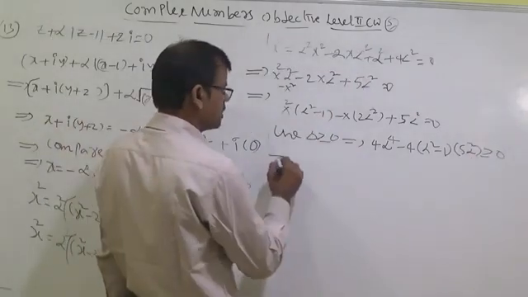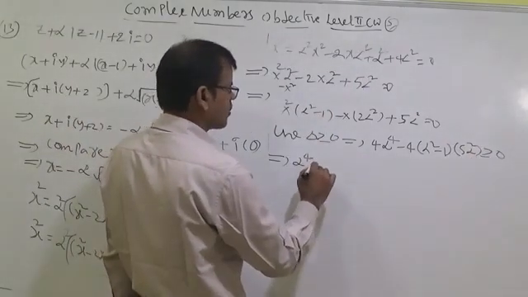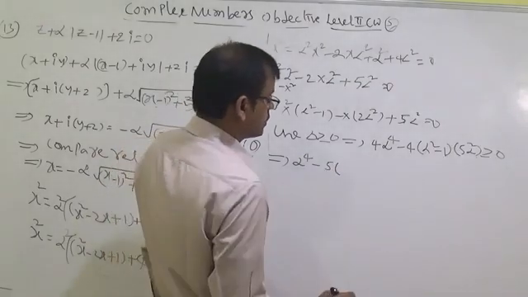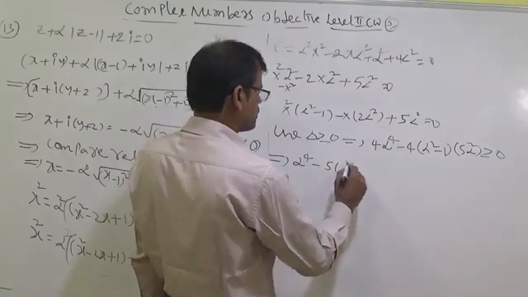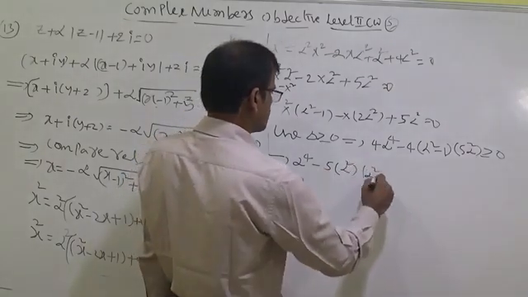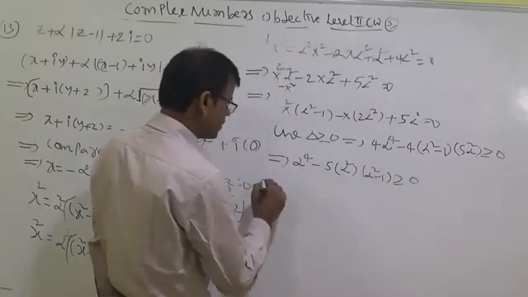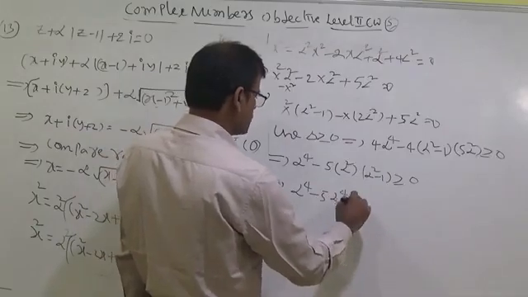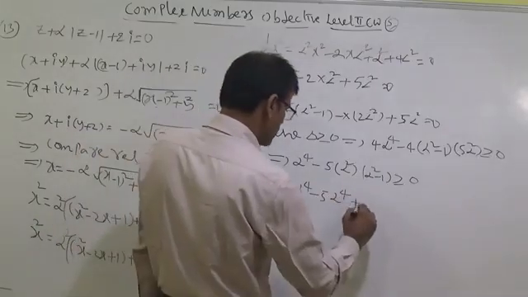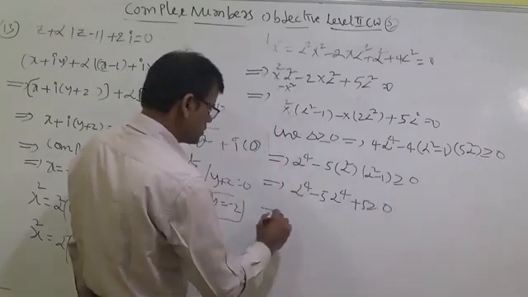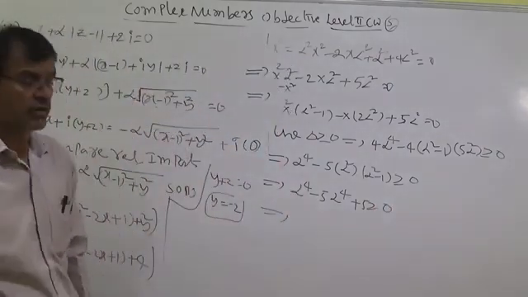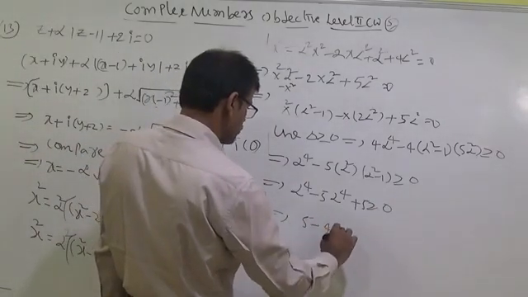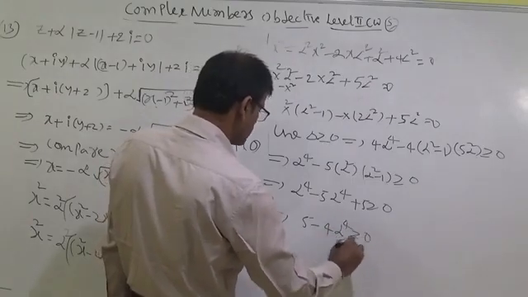That implies divide with 4. It becomes alpha power 4 minus 5 into alpha square into within the brackets alpha square minus 1, greater than or equal to 0. So this can be understood as alpha power 4 minus 5 alpha power 4 plus 5 alpha square greater than or equal to 0. Alpha power 4 minus 5 alpha power 4 becomes minus 4 alpha power 4. 5 alpha square minus 4 alpha power 4 greater than or equal to 0.